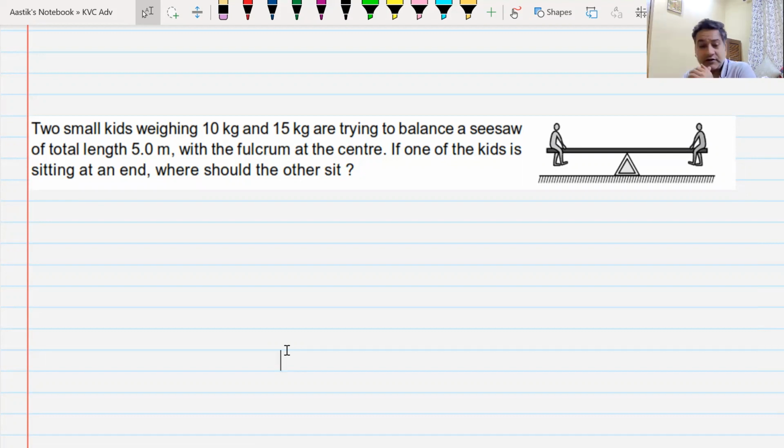One of the kids. Now tell me, which kid should sit at the end? 10 kg or 15 kg? So think about it. This is not a question of physics. This is a question of common sense, because kids will have common sense about where they want to sit. The heavier one, he knows where to sit. The lighter one, he knows where to sit. There's no physics involved. It is common sense. So find out the answer. You have 2 minutes to do it.